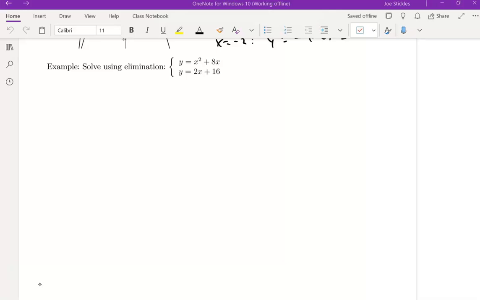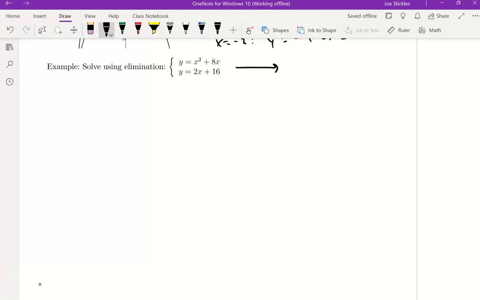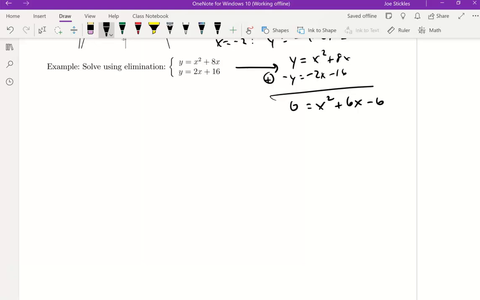Okay. So I can take, say, that second equation. Let's multiply it by -1. Multiply everything by -1. And then if we add, the y's go away. We get x squared. 8x minus 2x will give us a plus 6x. And then we'll have a minus 16. That's a 0 over here. So the y has gone away.